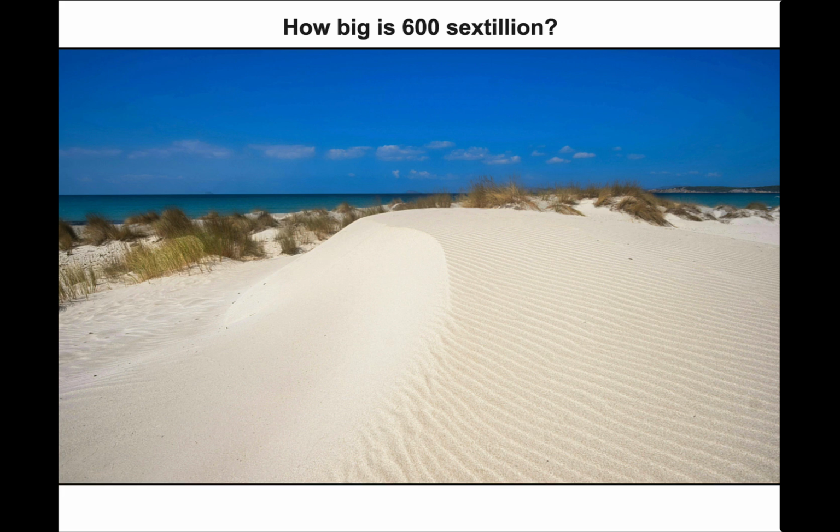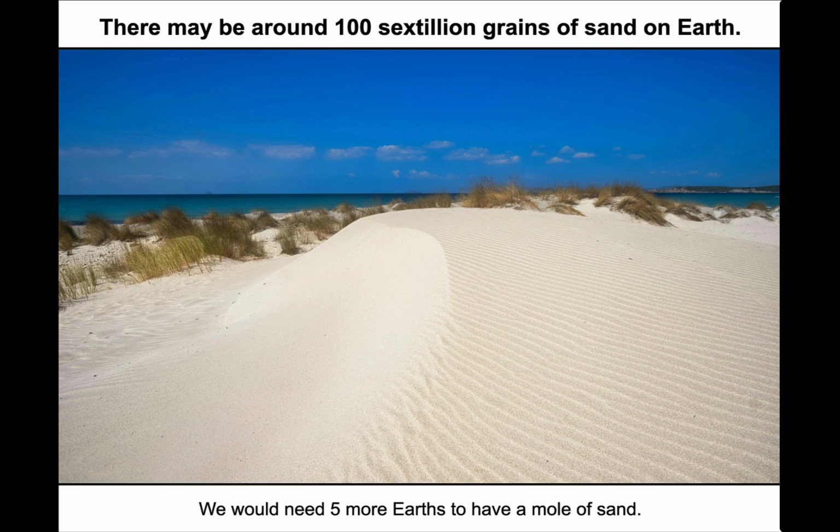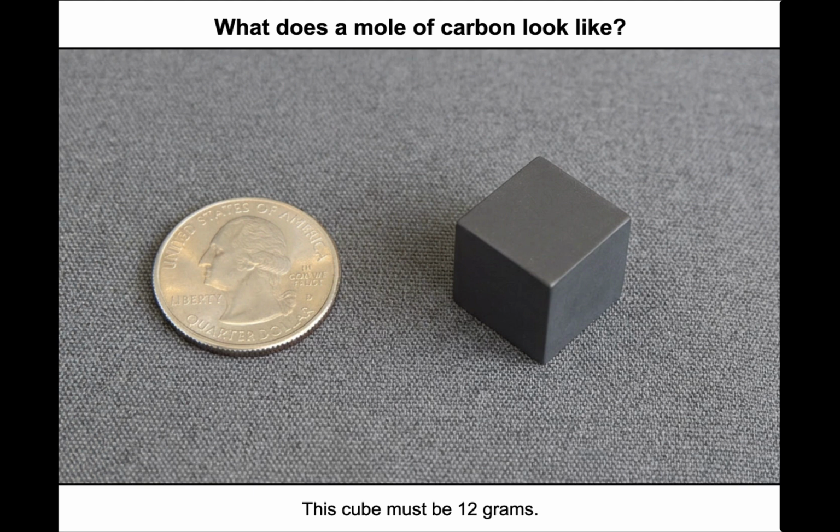What about something smaller, maybe sand? How much sand would be 600 sextillion grains of sand? Think about that for a minute. Is it a beach? Is it 2 beaches? Well, they've done some rough calculations on this. Apparently, all the sand on all the beaches and oceans of the world is only 100 sextillion grains of sand. So you'd need 5 more Earths' worth of sand to get to just 1 mole of sand, 600 sextillion grains of sand.